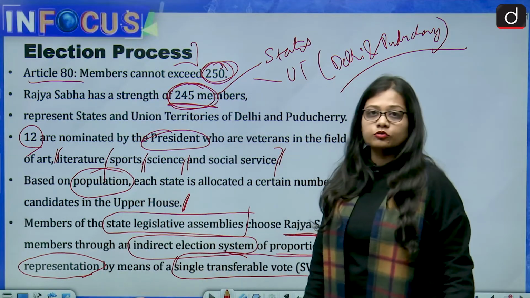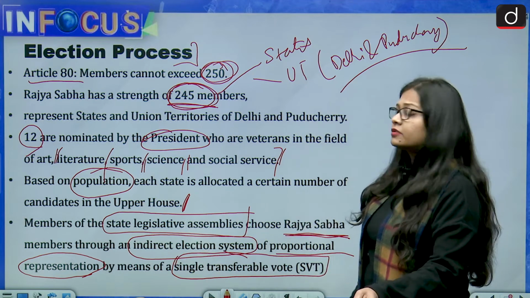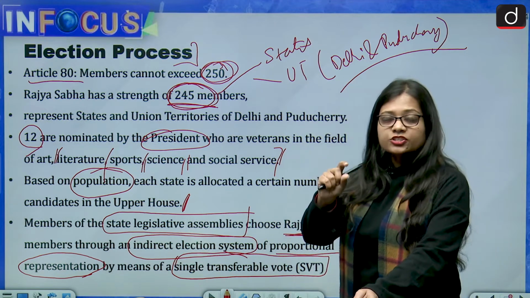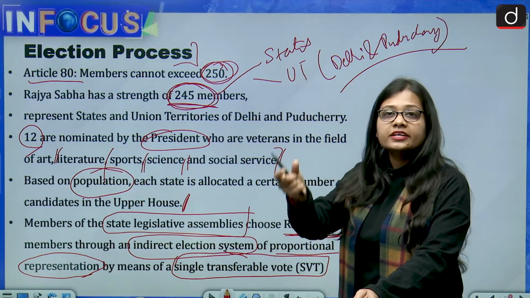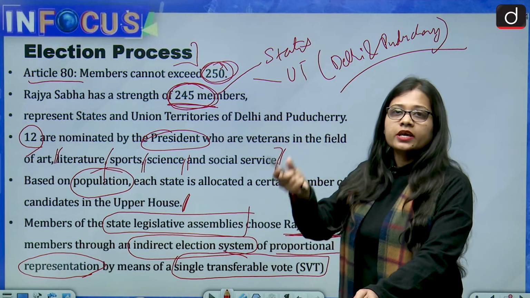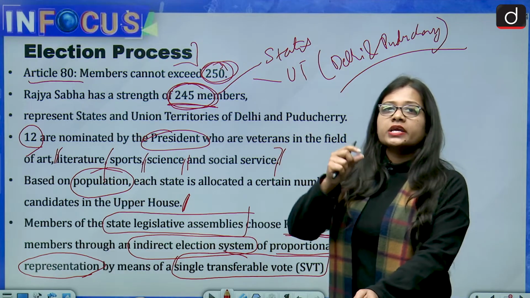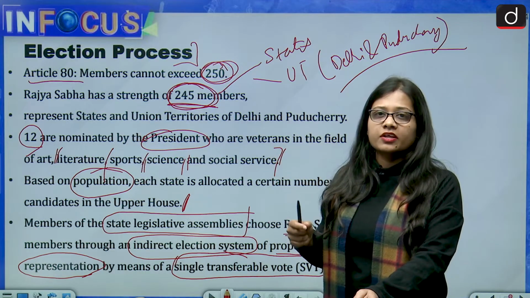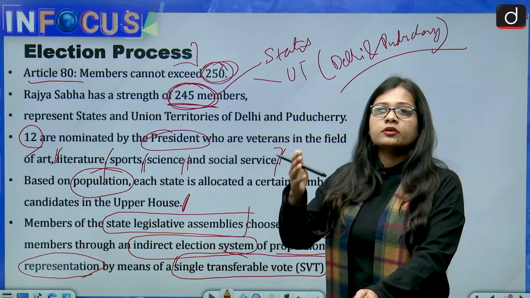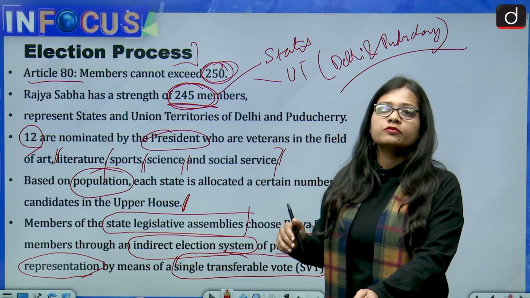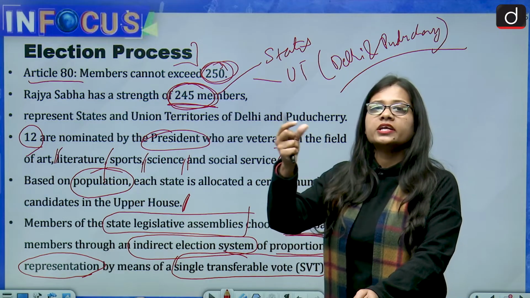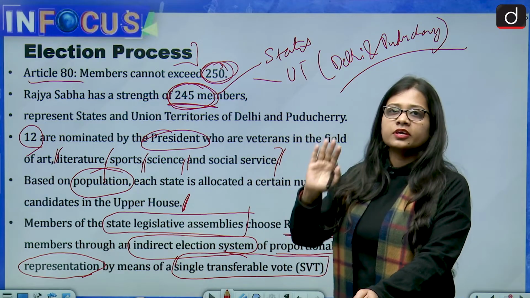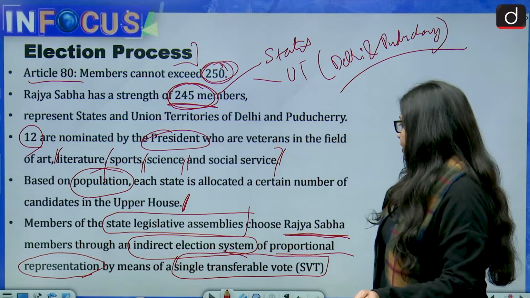So I'll explain this. The election of the Rajya Sabha is indirect. Indirect means that they are not elected by the people directly. Instead, the members who are elected in the state legislative assemblies choose the members who will go into the Rajya Sabha. That is why it is indirect, because they are not directly elected by the people. So this is its indirect form of election.